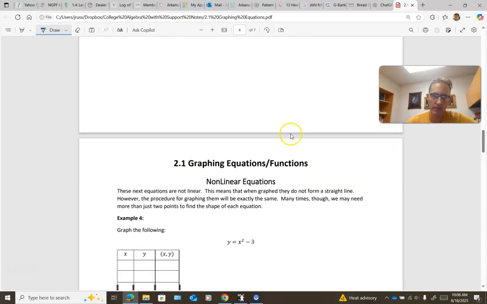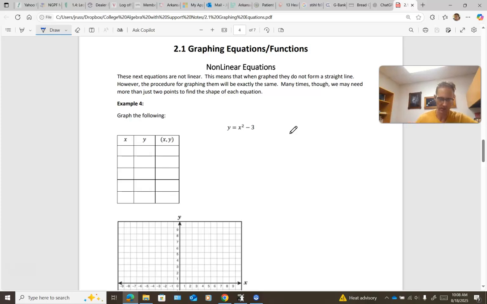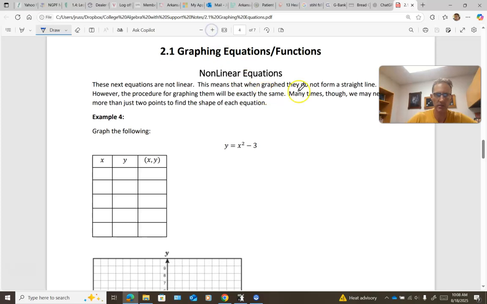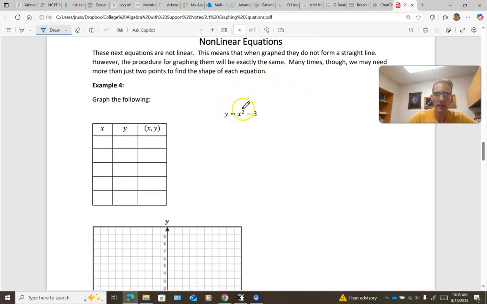All right, so the first one here, guys, example 4, let me zoom in just a little bit, says Y equals X squared minus 3. So this type of equation, whenever you have your X raised to the second power, is called a quadratic. The quadratic function or equation, I'm going to go with function because that's the term that we're going to be using for the remainder of the course.